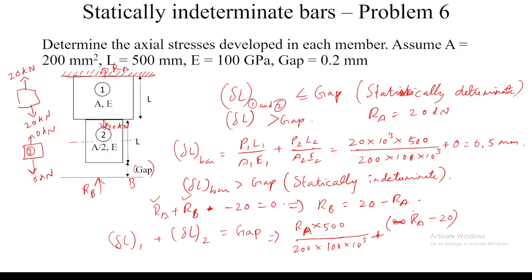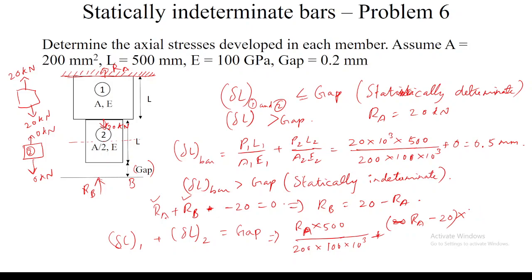Imagining this as a tensile load. Since RA is in the upward direction and 20 is in the downward direction, I am writing it like this. Any doubts here?